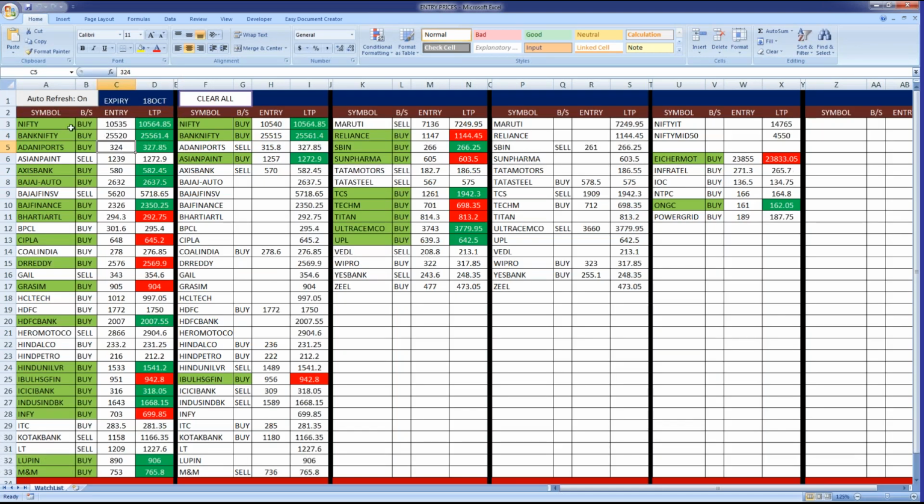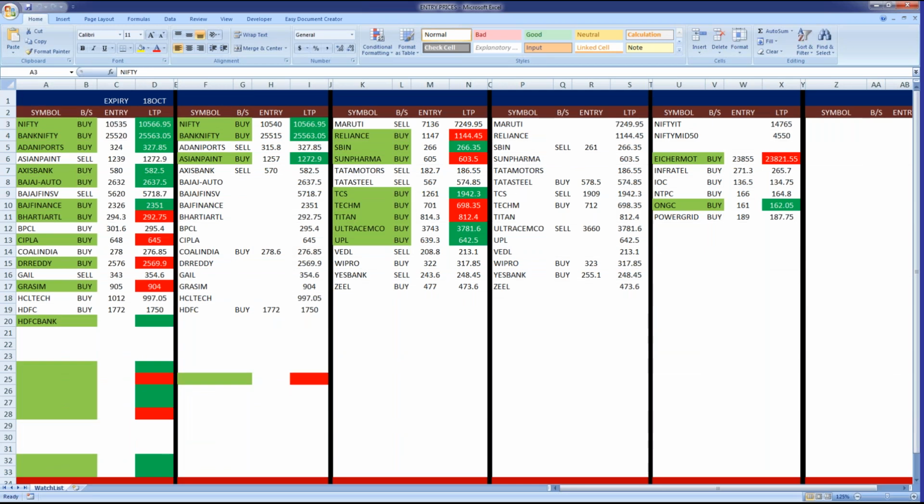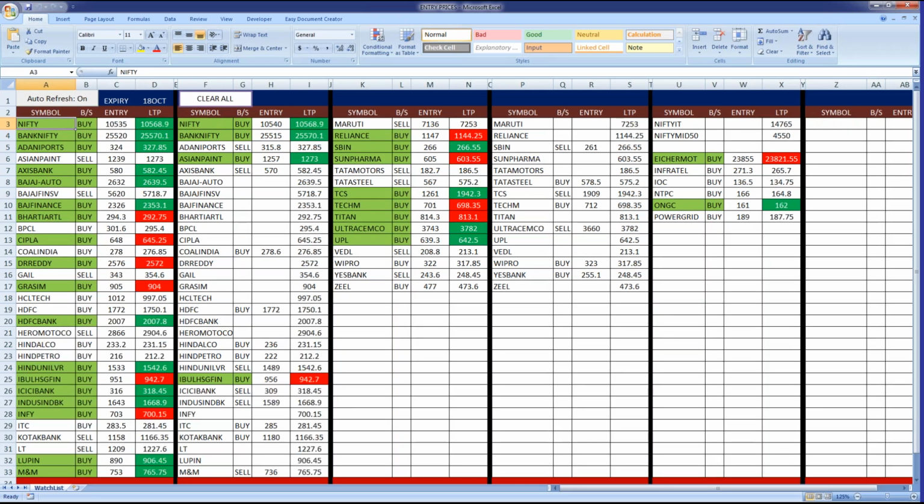whenever a buy call gets triggered, and if it is in profits, you'll get that in green. The cell background goes into green. So Nifty, you can see that it's a buy call at 10,535, and it has got triggered, and now it is at 10,566. So that is in profits. Similarly, you have Bank Nifty, that's in profits. Adani Ports is in profits. It gave around 4 rupees.